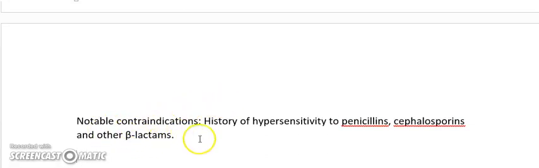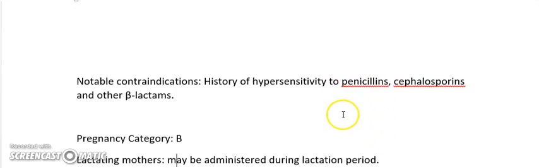So notable contraindications include history of hypersensitivity to penicillins, cephalosporins, and other beta-lactams. They should be quite obvious due to the fact that amoxiclav contains amoxicillin, so it's part of the penicillin group.